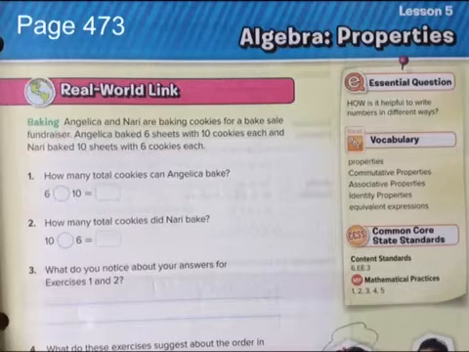Hello boys and girls, welcome to lesson 6-5, Algebra Properties. So we're going to continue with the lesson of algebra, but we're going to look at different parts of algebra. This lesson is found on page 473.